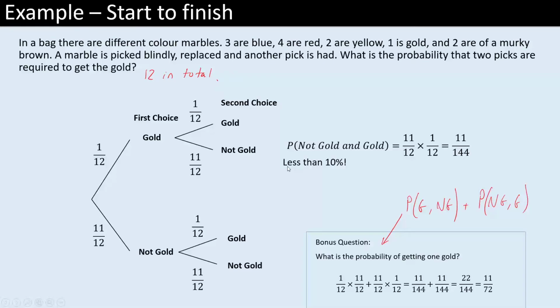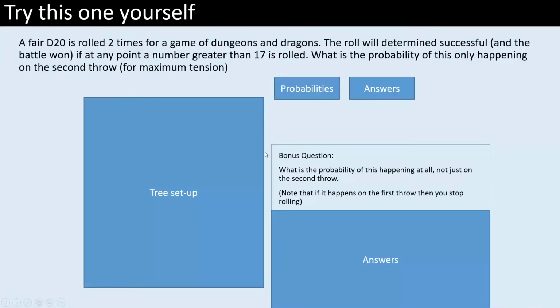So, I'm going to give you another one to have a look at now, okay? And I'm going to have to explain a couple of things just in case you've never heard of some of these things before. Okay? So, a D20 is a dice that has 20 sides, okay? So, a D20 has the numbers that go from 1 up to 20. Used a lot in some board games, okay? And we're saying that it's fair, so all of the probabilities are the same, okay? There's no bias involved. It's a fair dice. It gets rolled twice for a game of Dungeons and Dragons.